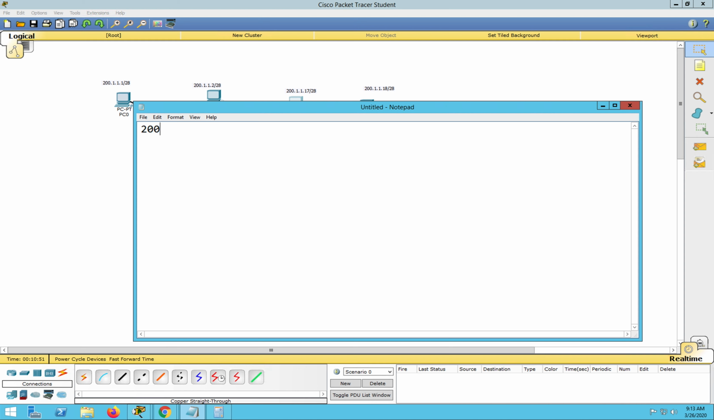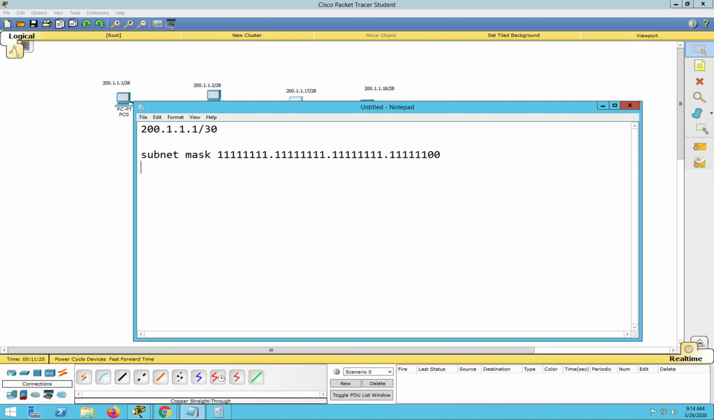Okay, think about this. Here's that same number again, the 200.1.1.1. This time what I'm going to do is put a slash 30. So what does this mean for 30? Well, that means that my subnet mask would end up with 30 ones in it. So 1, 2, 3, 4, 5, 6, 7, 8, 9, 10, 11, 12, 13, 14, 15, 16, 17, 18, 19, 20, 21, 22, 23, 24, 25, 26, 27, 28, 29, 30, and 31, 32.